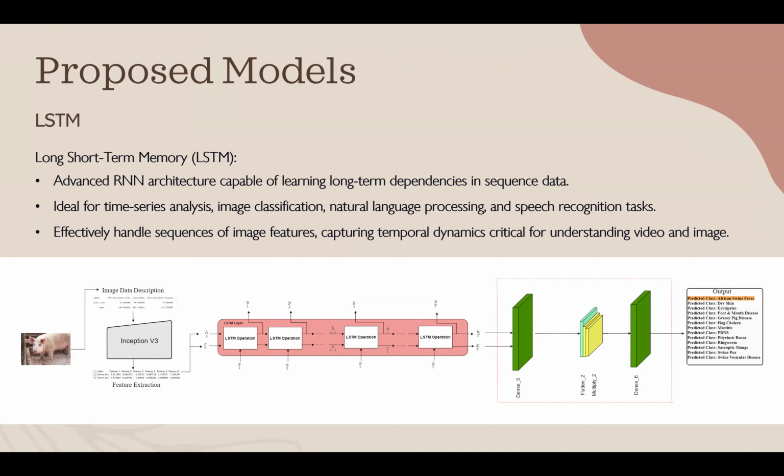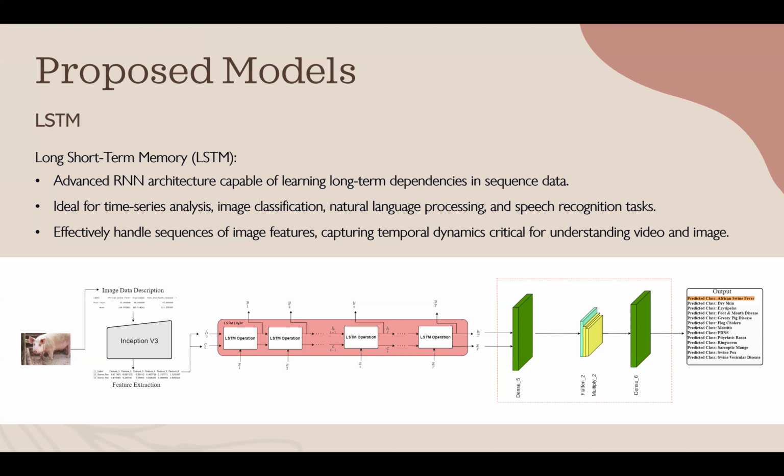Here comes the next slide. Here we discuss the LSTM, in which LSTM is a fancy RNN that learns long patterns in data. It is good for time series, pictures, talking and hearing, and again great for understanding moving pictures by remembering the changes over time. As we discussed, we have taken the particular image, and then we did the image data description using Inception v3. We did this feature extraction.